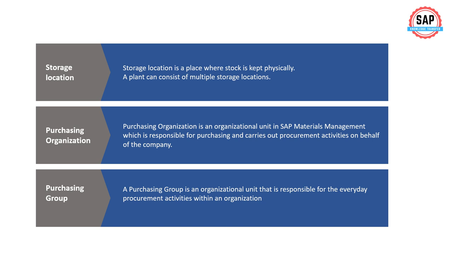So what is purchasing organization? Purchasing organization is an organizational unit in SAP Material Management which is responsible for purchasing and carries out procurement activities on behalf of the company. So what is purchasing group? A purchasing group is an organizational unit that is responsible for the everyday procurement activities within an organization.